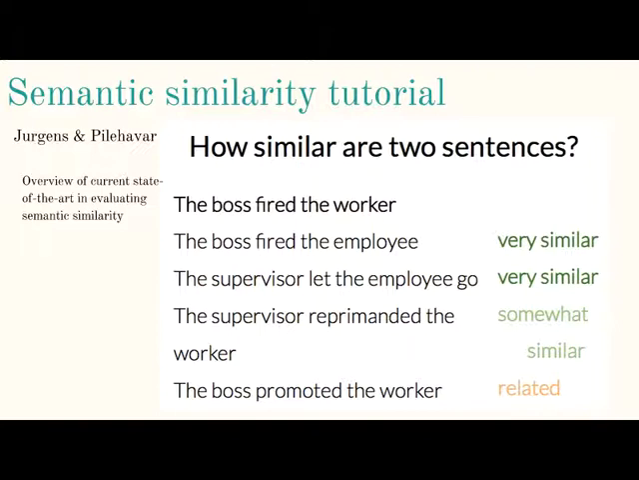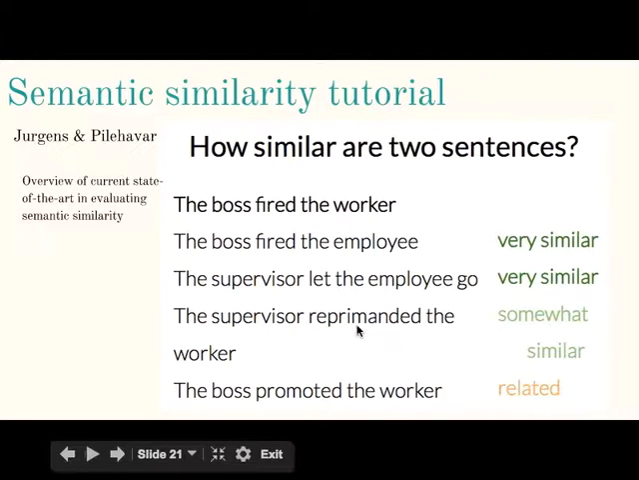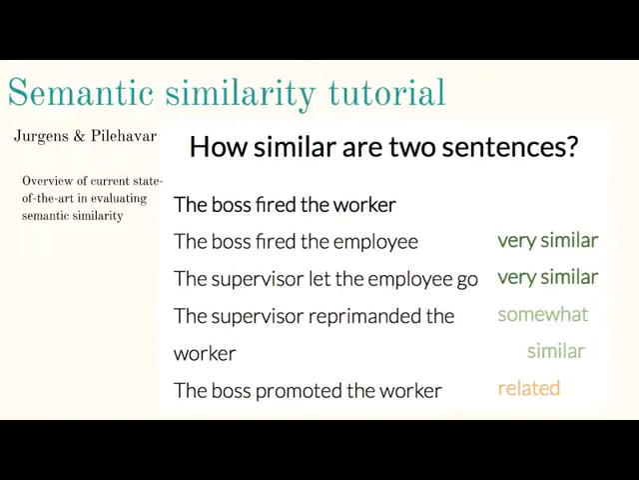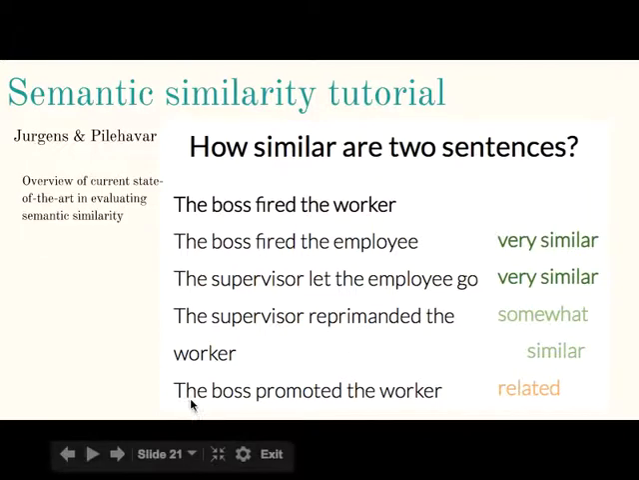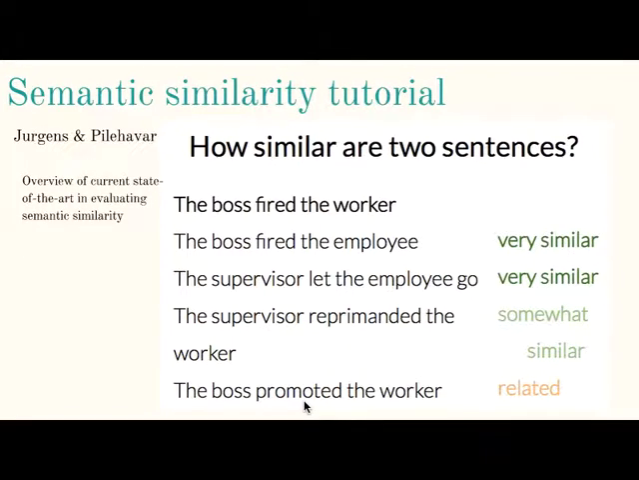So if you have "the boss fired the worker," "the boss fired the employee," and "the supervisor let the employee go," a human would typically evaluate these to be pretty similar. They may have fine-grained distinctions in meaning, but the basic proposition could be said to be more or less the same. Then if you have "the supervisor reprimanded the worker," this is kind of similar, but not quite the same. There's a little bit of a difference in what's being conveyed. And then "the boss promoted the worker" is clearly related because you have the same entities involved, but the action that's going on is different. So it's related but not similar.